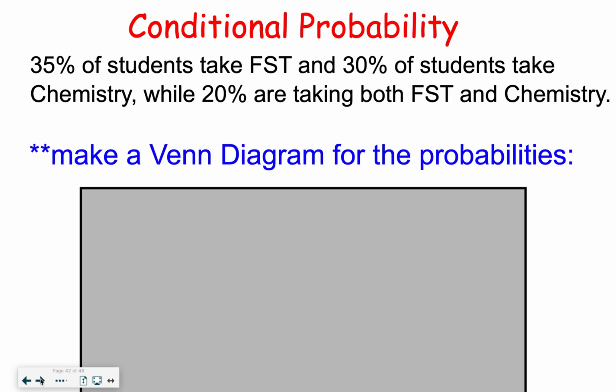Okay, so let's look at this. I'm going to give you a second to make sure you can actually construct this Venn diagram before I pick it apart. Okay, so 35% of students take FST, 30% of students take chemistry, and 20% are taking both. Okay, so if you want to, pause the video and create this Venn diagram, and then I'll carry on.